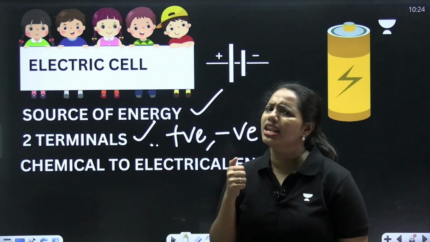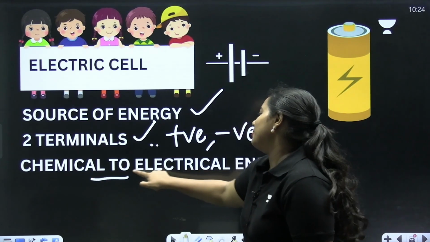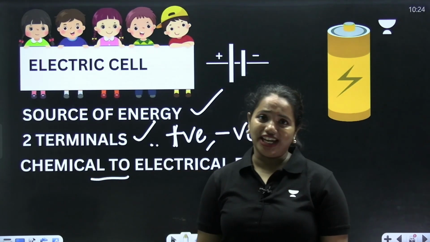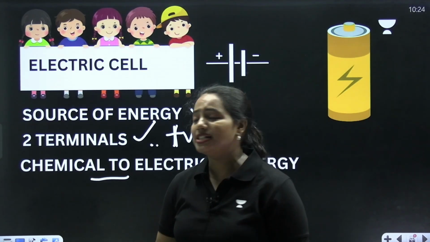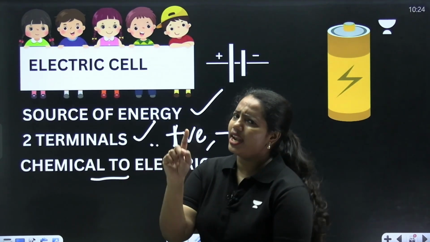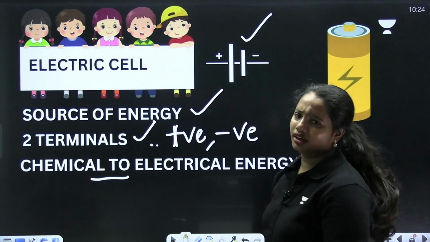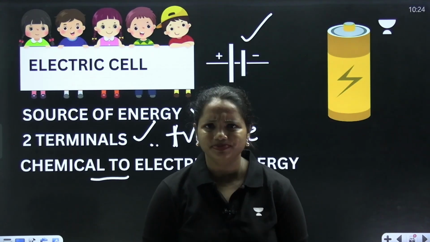And what about the energy conversion? Chemical to electrical energy. This is the conversion that happens right inside the cell. And now we are going to learn the symbol of it. Why do we need to learn the symbol?